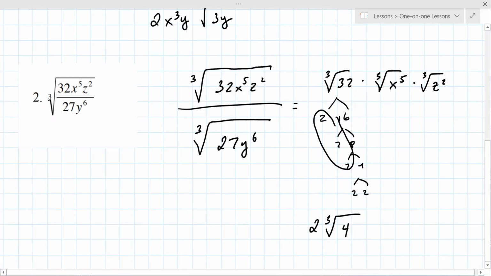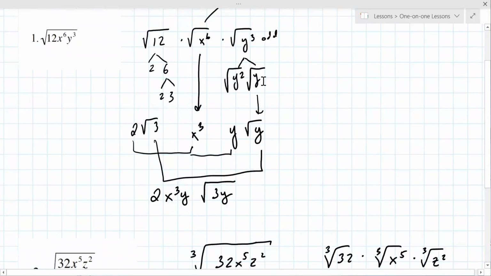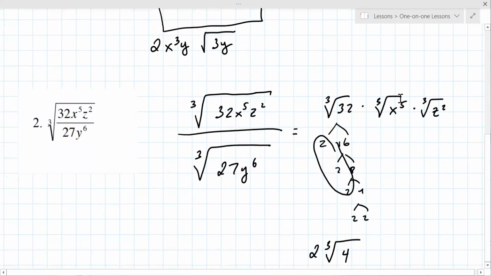Now this x to the 5th, if you look back in the previous problem, we broke y cubed into y squared times y. The x to the 5th is broken into powers of 3, so it's x cubed times x squared. And the x cubed is what brings the x out. So x on the outside, cube root of x squared on the inside.